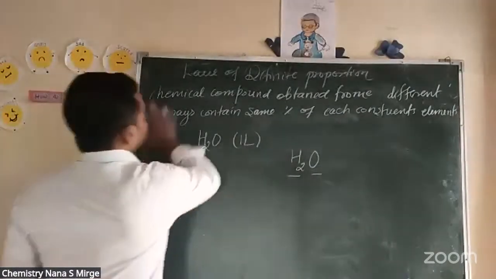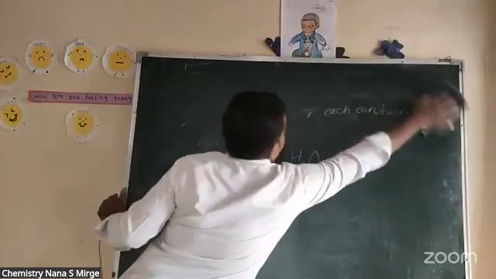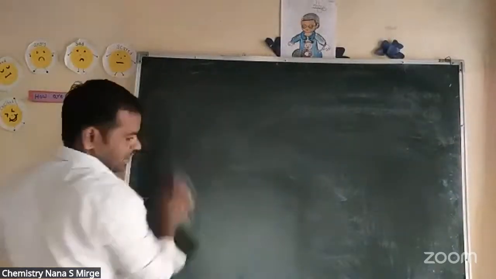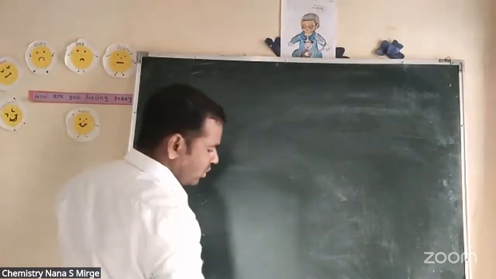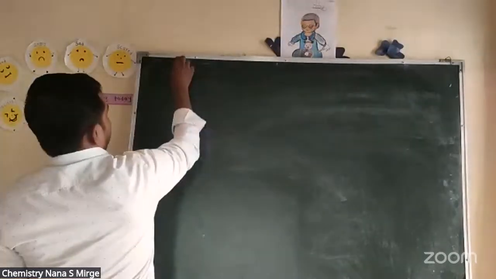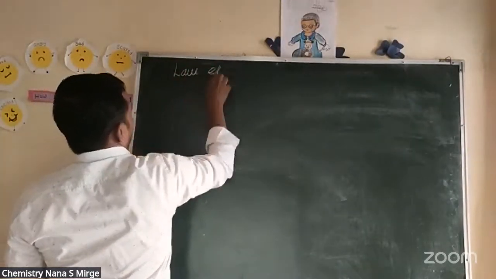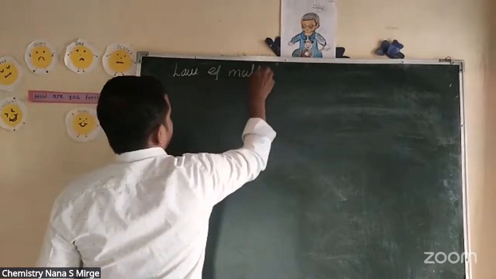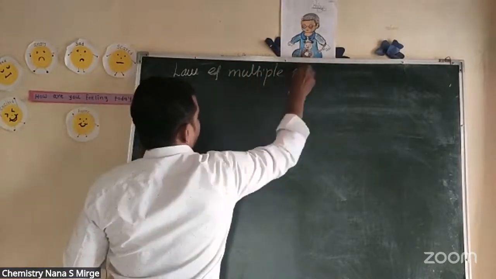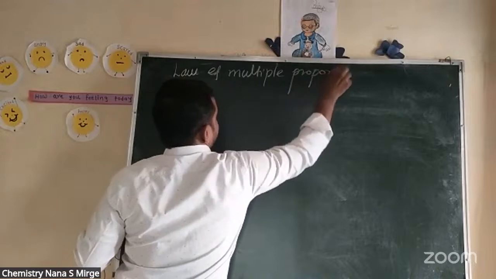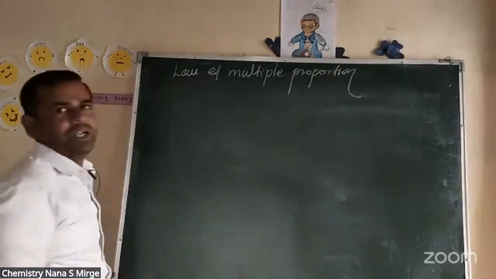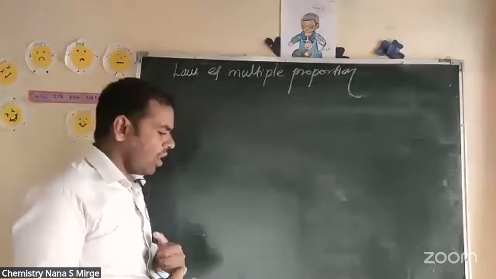Now we can proceed. The next one is the law of multiple proportion. What happens in the law of multiple proportion?